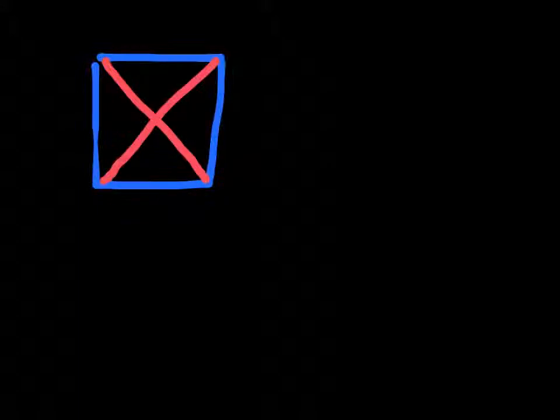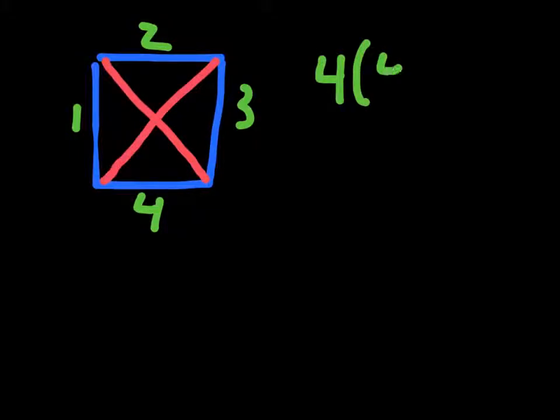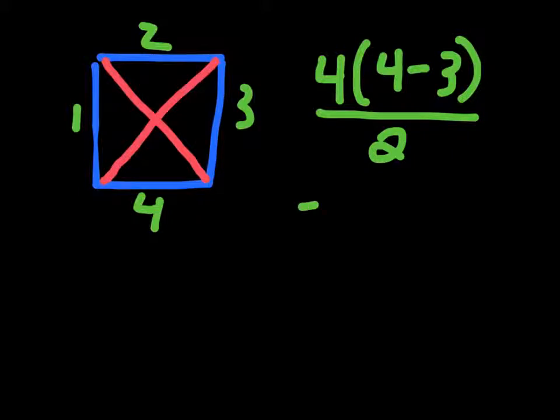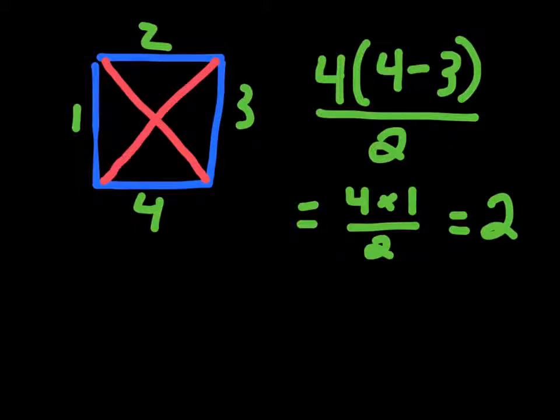So, using the formula, we know we have 4 sides in a square. So it'd be 4 times (4 minus 3) over 2. And when we solve this out, we get 4 times 1 over 2, which gives us 2. So we know we have 2 diagonals in a square.